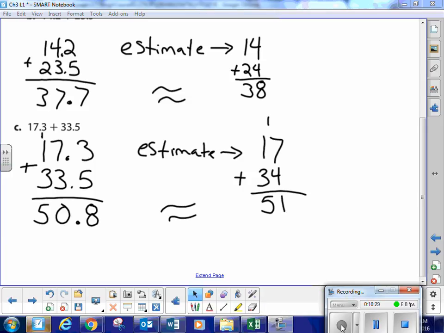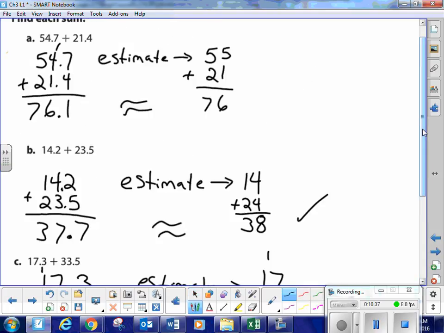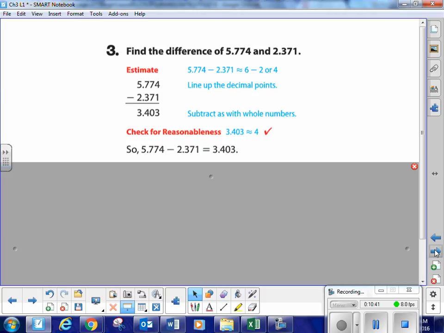This is how we check our problems, all right? And I'll go by and say, check, we did that one. That one's reasonable. And up here, it is reasonable. Check. All right. Next thing. Now we're going to move on to subtraction.